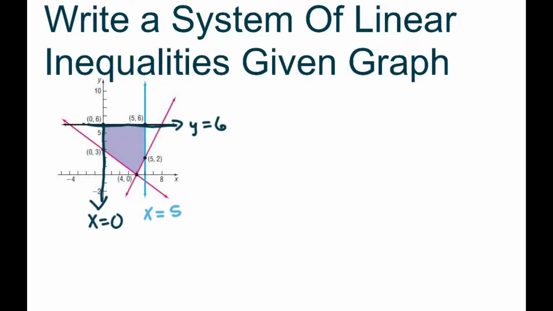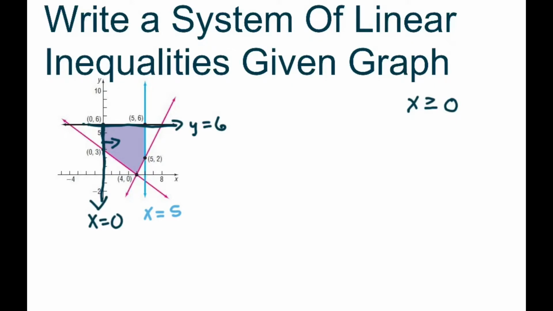Looking at those, let's look at the x equals 0. From the x equals 0, I'm going to look in this area here, we're shading to the right. So that means your x is going to be greater than or equal to 0. All of these are solid lines, so they're all going to have the equal sign.